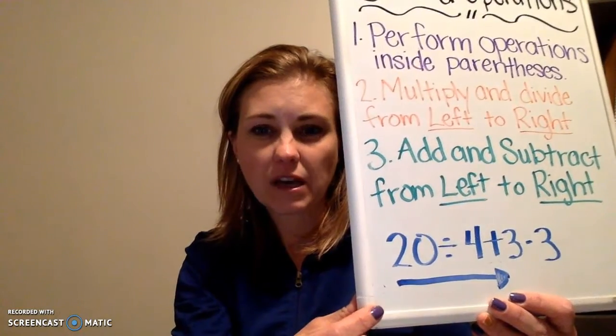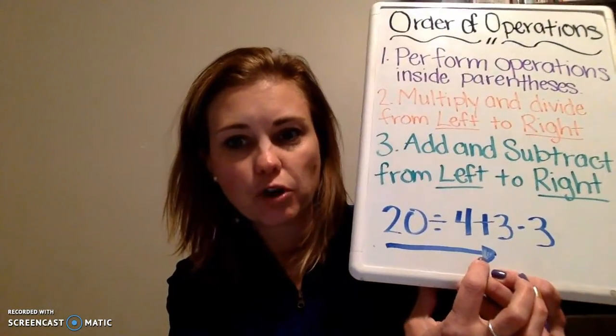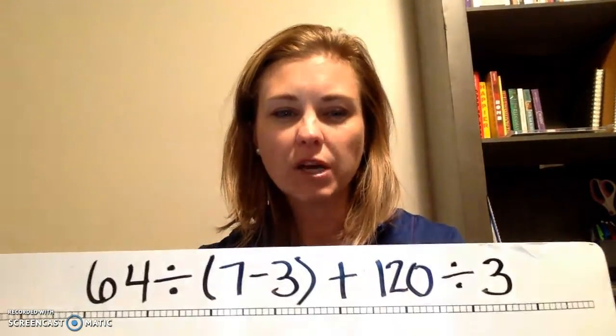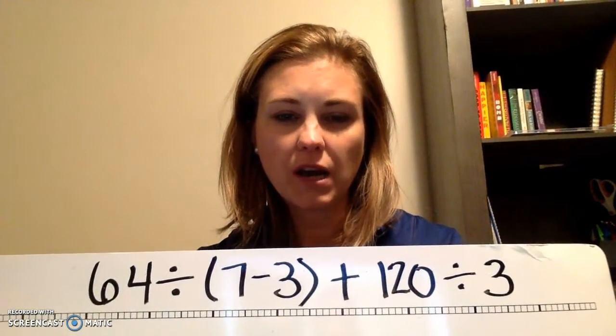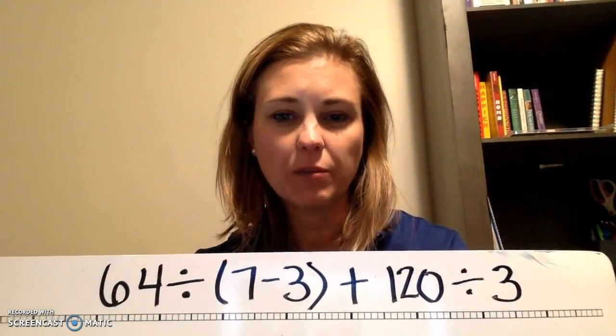And then this would be what it looks like. I start on this side and I move over to the right. So I'm starting on the left, moving to the right. So let's look at our first expression that we have. All right, so our first one is 64 divided by (7 minus 3) plus 120 divided by 3.